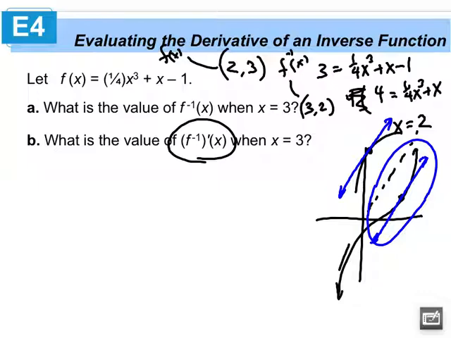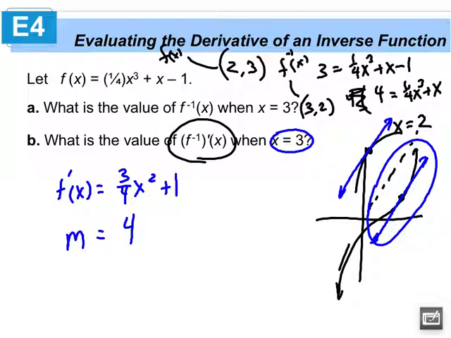Okay, so we need f prime. 3/4 x squared plus 1. Plug in 2. Now why 2? Because again, we did the sneakiness here. We figured out if 3 is on the inverse, then the point would be (3,2), and therefore the point (2,3) would be its corresponding point. So we should get 4, which is the slope of this tangent line here.